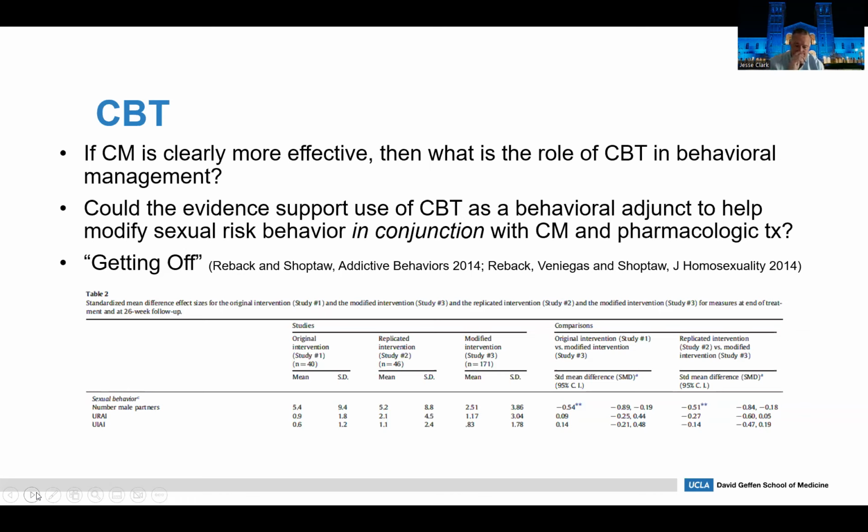So Getting Off, the intervention is associated with significant reductions in sexual behavior, both number of sexual partners, condomless receptive anal intercourse, and condomless insertive anal intercourse among people who received the intervention. And again, it's been replicated in multiple different studies, and the format has been modified to make it easier to deliver in community settings. So this is something that really could be a basis for routine treatment to reduce risk behavior with people using meth. Next slide.